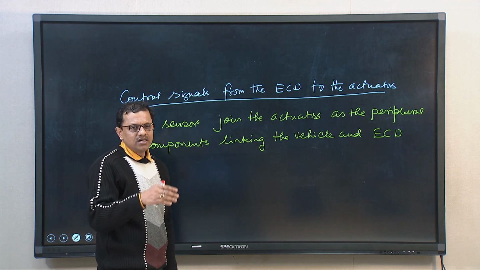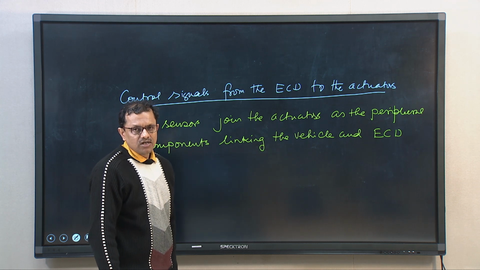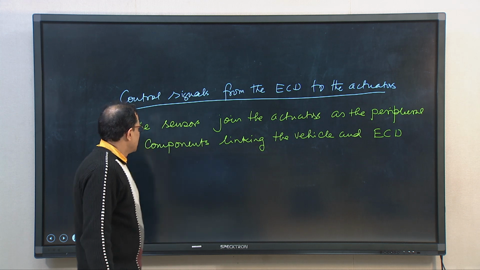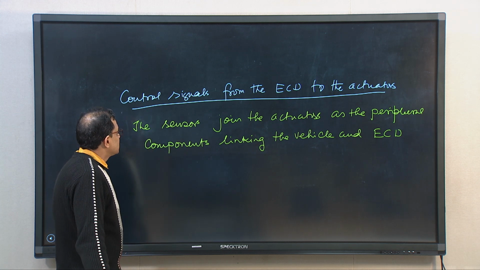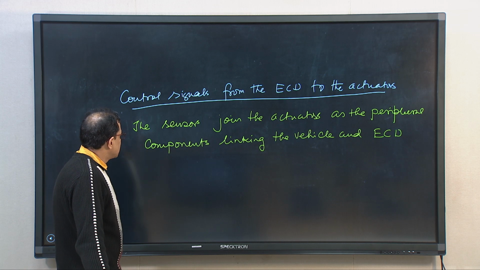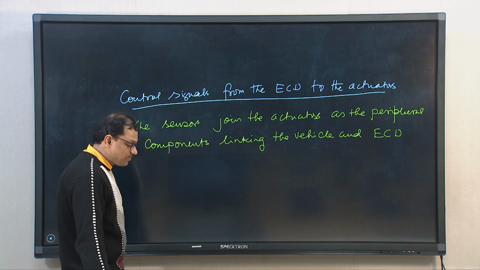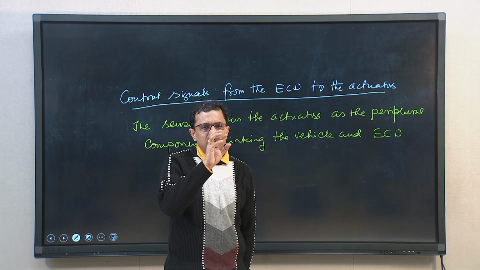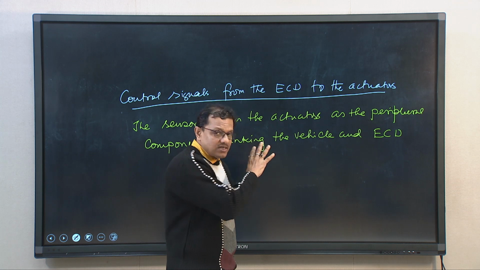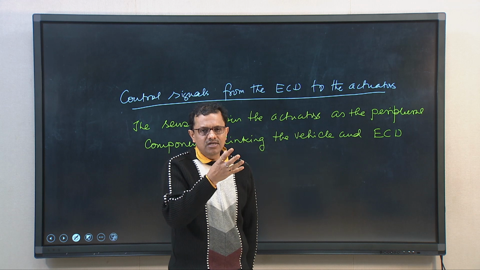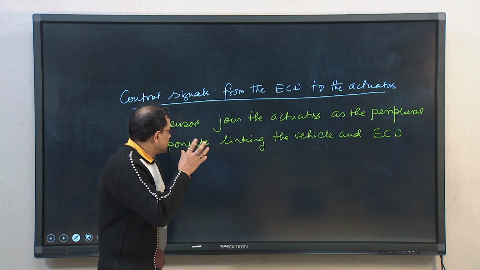So, to open the throttle valve, we need more throttle opening area, and these sensors give output. The sensors join the actuators as the peripheral components linking the vehicle and the ECU. That means the ECU will give some signal to have more opening of the throttle valve, and that goes through the sensor joining the actuator.